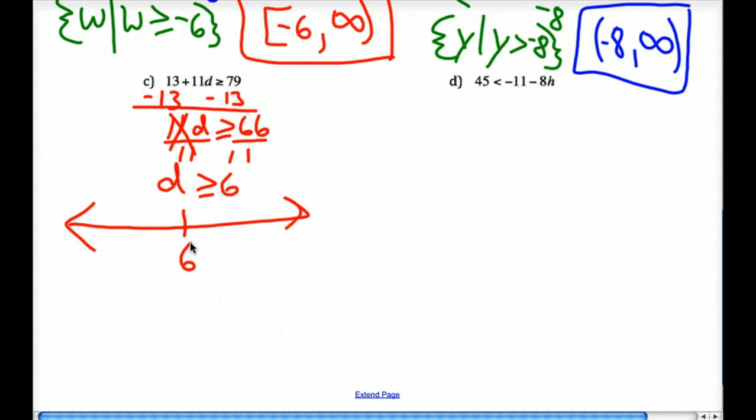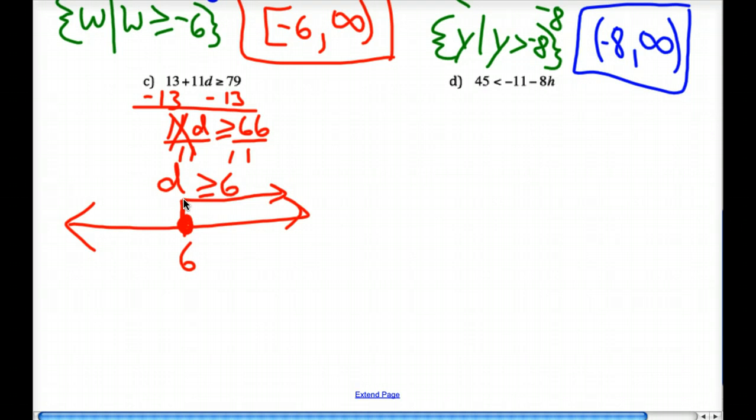Wait, how is it 66? 79 minus 13 is 66. Oh, minus. Closer. Open or closed circle? Closed. Going to the left? Wait. No, right. Pointing to the right, it's going to go to the right.